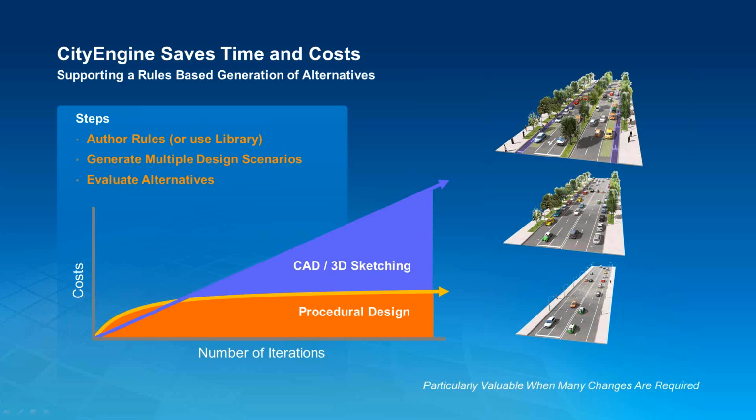So this process includes, first of all, authoring what we call rules in CGA, which are if, then, and, or code functions, which tell buildings how to be shaped or streets how to be shaped or any other asset of the environment. We can then generate multiple design scenarios and evaluate alternatives.